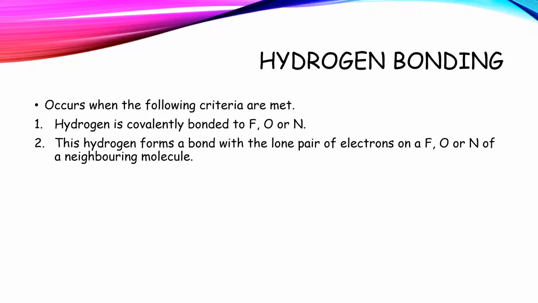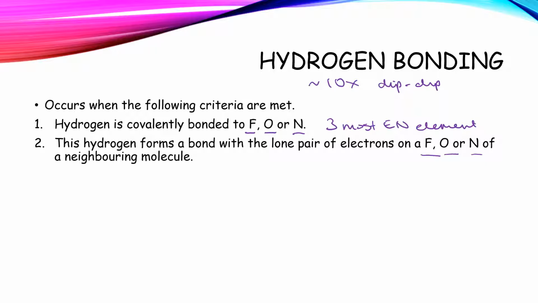Hydrogen bonding is a special type of dipole-dipole interaction. They've separated it into its own group because it's approximately 10 times stronger than a dipole-dipole interaction. For a hydrogen bond to occur, two criteria must be met. Hydrogen must covalently bond to a freak of nature, and these are the three most electronegative elements of the periodic table. The hydrogen atom of one molecule then forms a bond, which is the hydrogen bond, with the lone pair of electrons of the freaks of nature of a neighbouring molecule.